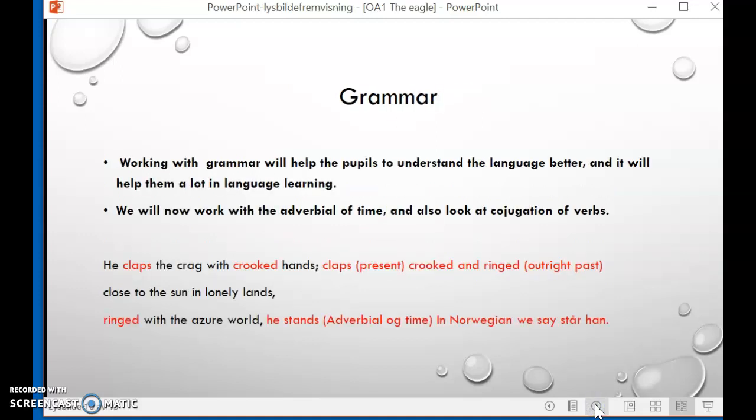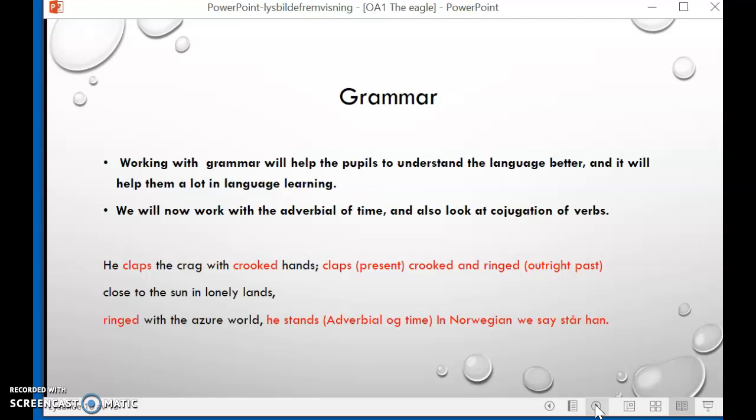Grammar. Working with grammar will help the pupils to understand the language better, and it will help them a lot in language learning. We will now work with the adverbial of time and also look at the conjugation of verbs. Here I have only used the first stanza, but when I'm going to work with it in school, I'm going to use both stanzas.